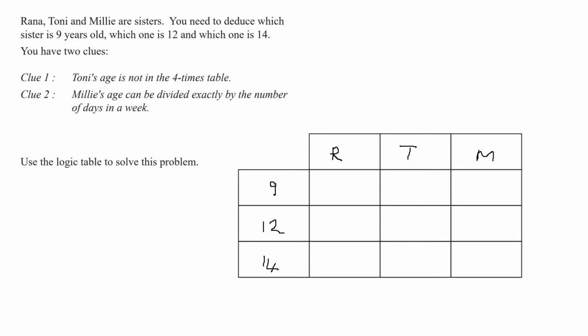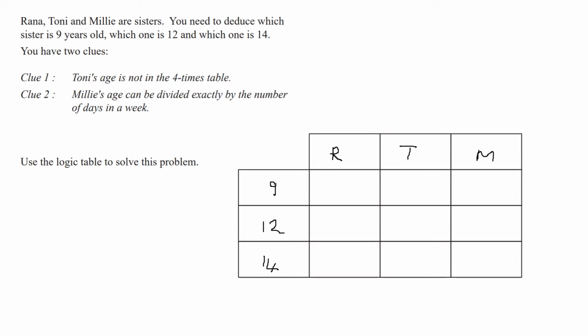If we can work out from the clues that something is true, we're going to put a tick in the relevant box. And if we can work out from the clues that something is false, we're going to put a cross in the box. So first of all, Tony's age is not in the 4 times table. So we now need to look at our 3 ages. So 9 isn't in the 4 times table. And it says Tony's age is not in the 4 times table.